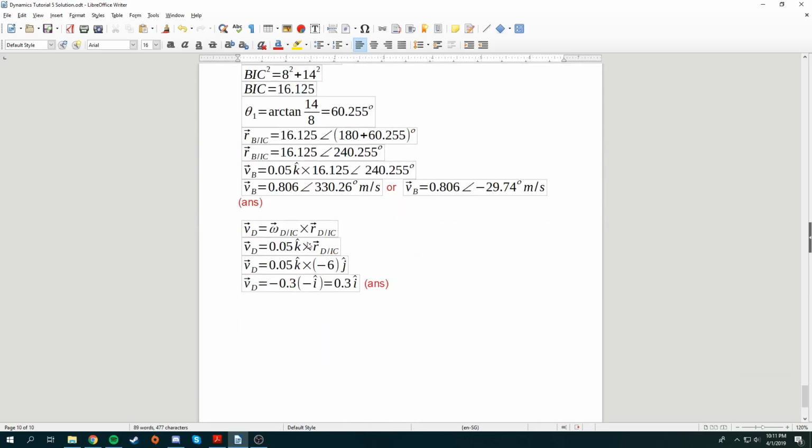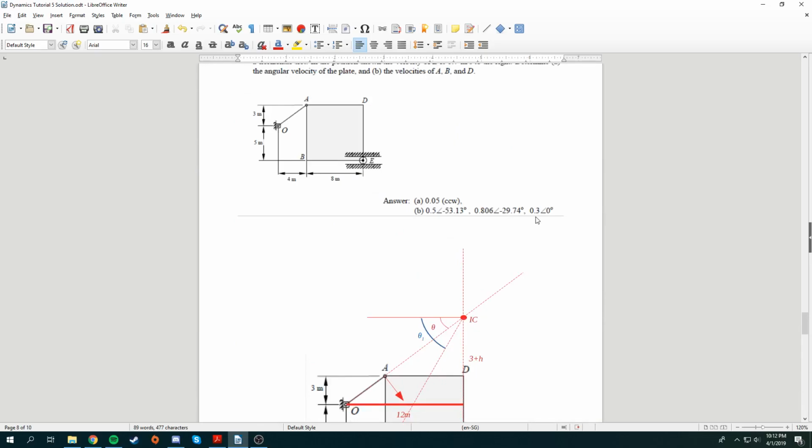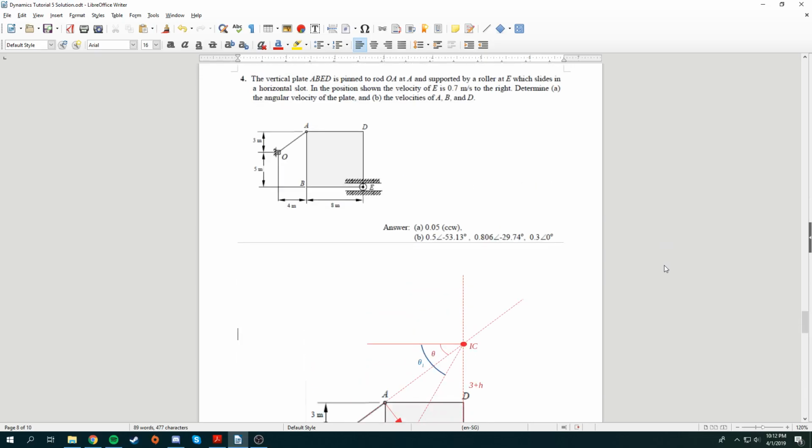So when I put in the known values that I have, I do the cross product. 0.05 multiplied by negative 6 gives me negative 0.3. K cross with J gives me negative I, hence this gives me 0.3 in I direction, and that's the answer. This is the same as this, 0.3 in 0 degrees. So that's all for question 4, and yeah, using instantaneous center you can easily solve this kind of questions.